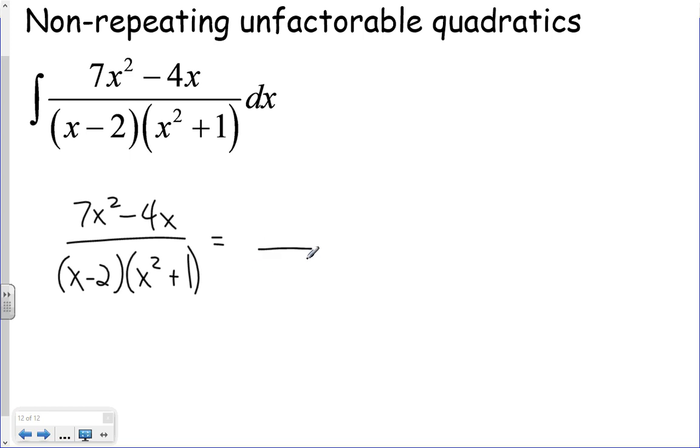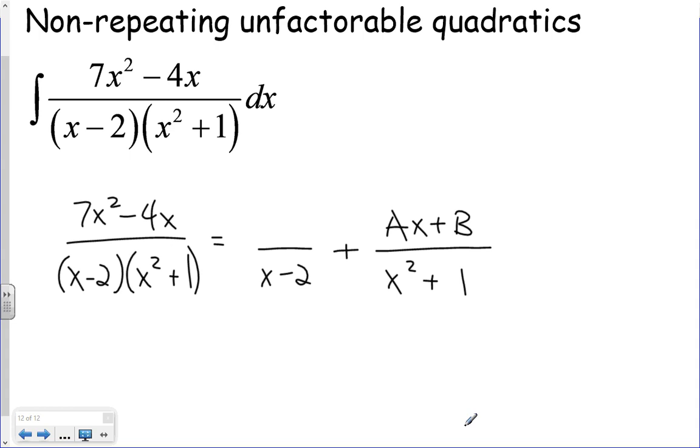So I can rewrite this as some number over x minus 2 plus some number over x squared plus 1. And actually, I say some number. Your quadratics have to have a numerator that's linear. So this is going to be actually ax plus b is what we're going to have there. It's some linear. It's not just a. It's got to be a linear. So it's some number times x plus some other number there.